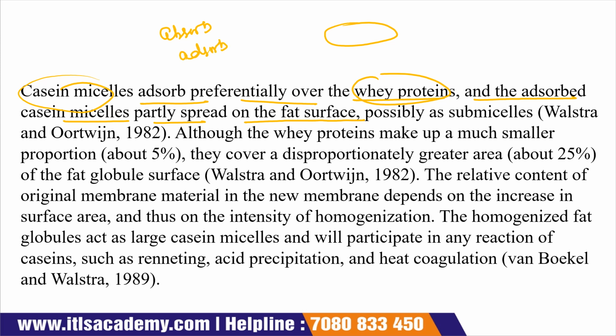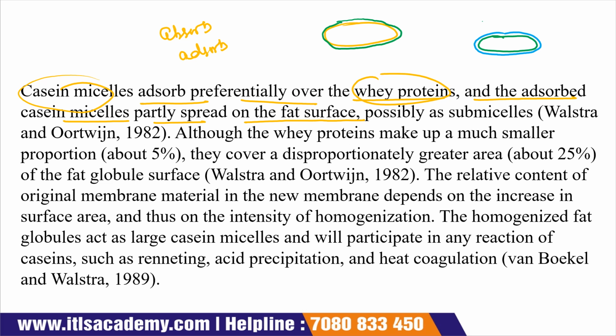Now see, simply, adsorb means that suppose this circle is your whey protein. Here the casein micelles are adsorbed, which means that they make a bond with the surface of the micelle protein. This is your adsorption. Now absorption means that something takes another thing inside it, like this. So this is the difference between absorption and adsorption.